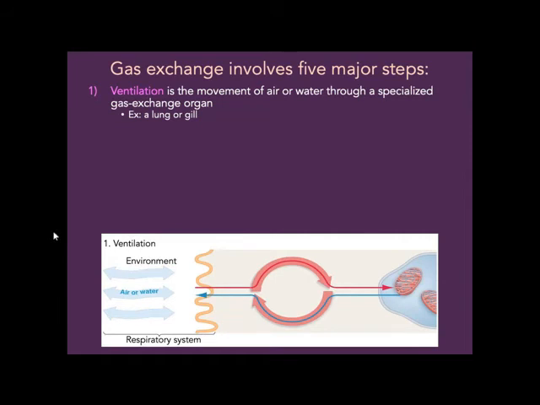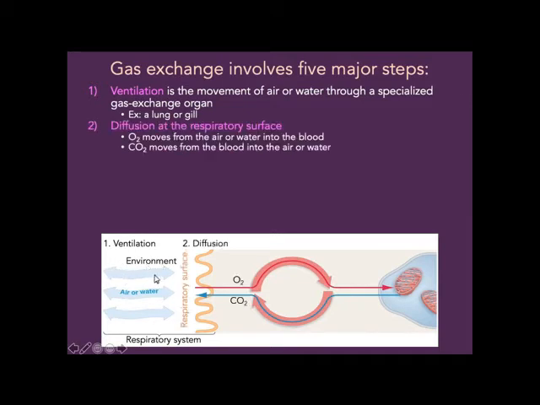So there are 5 major steps to gas exchange. The first step is called ventilation. And this is just the mechanical movement of air or water through any kind of specialized gas exchange organ like a lung or a gill. Okay, so this is out here. So this is the interaction between the environment and the organ.